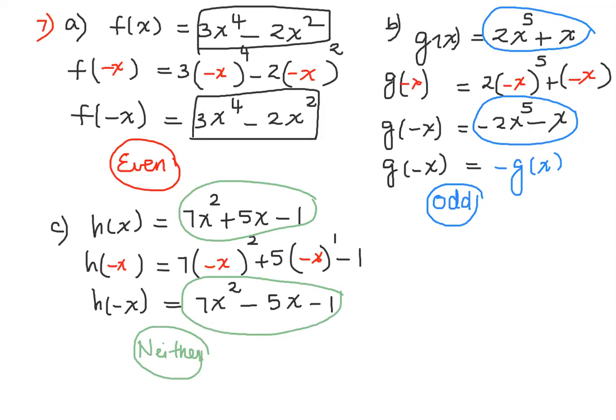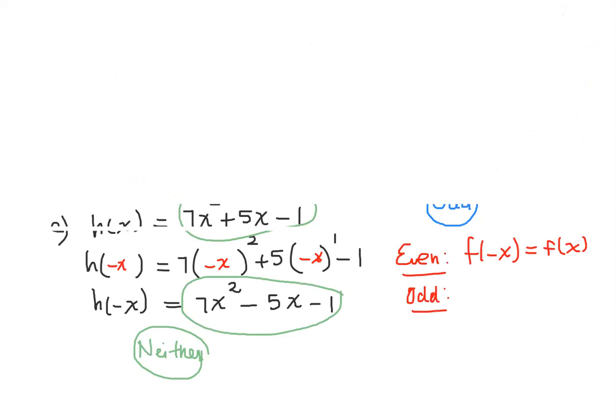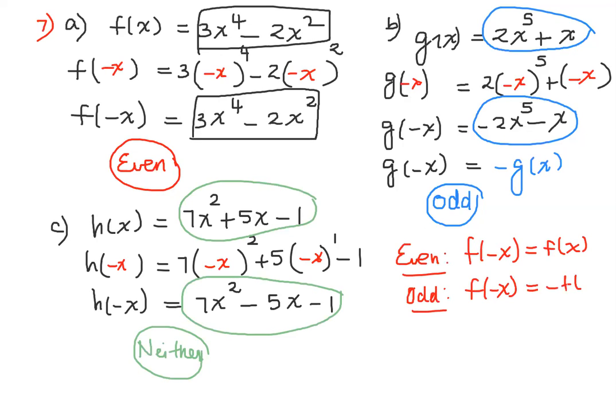So the conclusion: even means f of negative x has to be f of x, the original one. Odd means opposite. You will get f of negative x equal to negative of f of x. Otherwise, it's neither even nor odd. Okay.